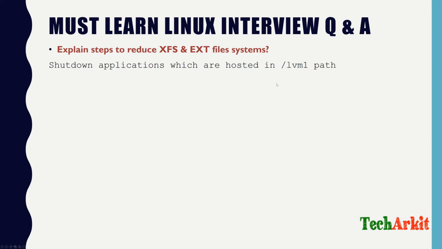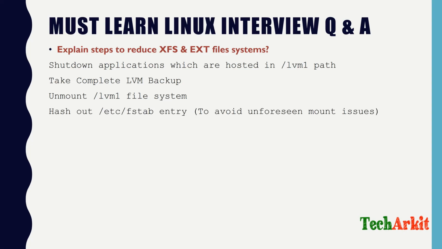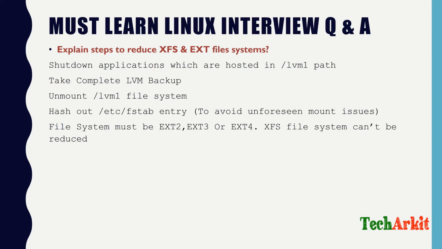down the application first which is hosted in that particular LVM path where it is mounted, and take the complete LVM backup first. Otherwise, if you make any changes or if you make any steps wrong, the data will be corrupted. So that's why make the backup first, so that in case anything goes wrong, you can reduce the stuff back. One more thing, unmount the partition which you are trying to reduce, then comment out the fstab entry to avoid anything being mounted in future, something like that.